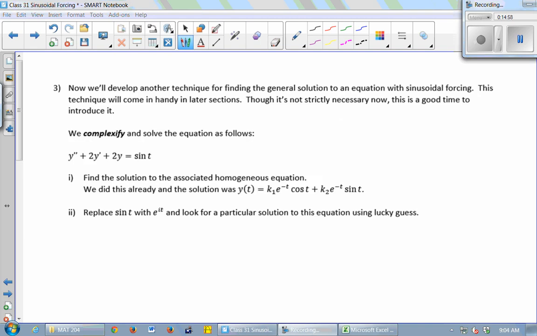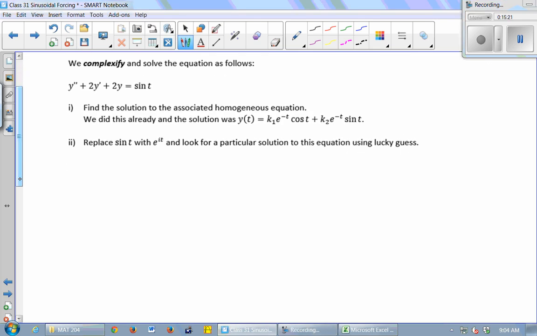All right, so now we're going to develop another technique for finding the general solution to an equation that has sinusoidal forcing. It will come in handy in later sections, so even though you don't need to know it right now because you can do what we just did, it'll come in handy. This is a good time to introduce this technique because it works for this. The general idea is we are going to complexify and solve the equation.